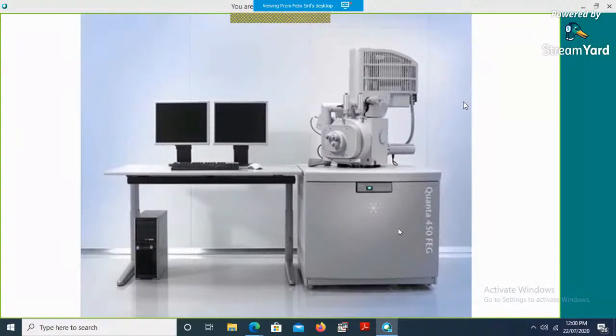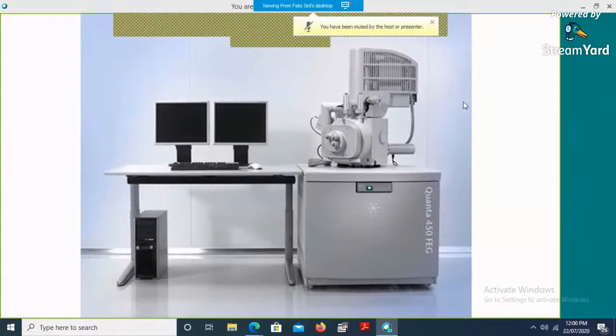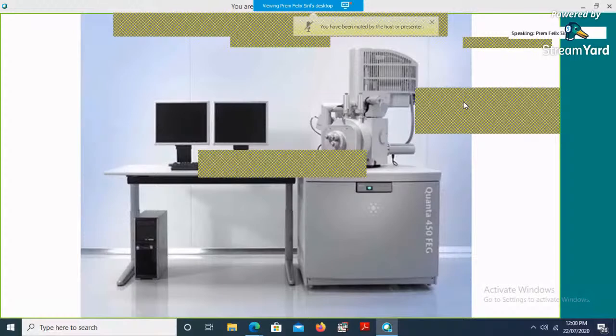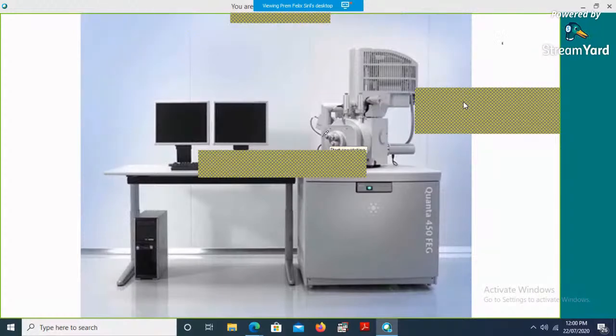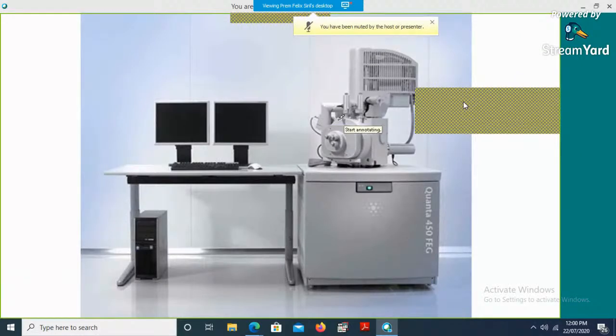You have the electron beam column, and then you have the retractable sample stage at the bottom. This can be opened, the sample can be loaded, and then various detectors sit above it. This is the EDS detector.